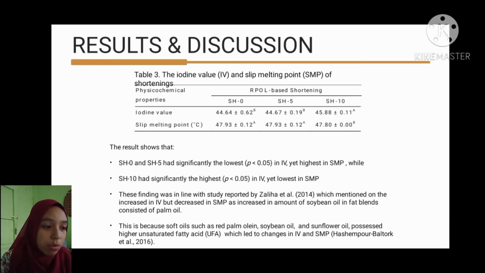So this finding was in line with the study reported by Zaliha 2014, which mentioned an increase in iodine value but decrease in slip melting point as the amount of soybean oil increased in fat blends consisting of palm oil. So it can be concluded that this is due to the presence of soft oils such as red palm olein, soybean oil, and others that possess higher unsaturated fatty acid, which leads to changes in iodine value and slip melting point.